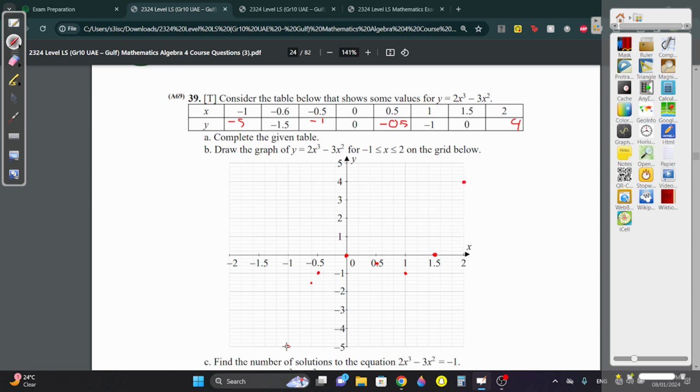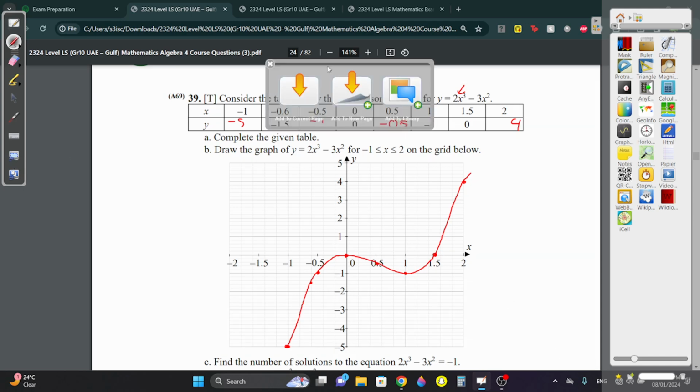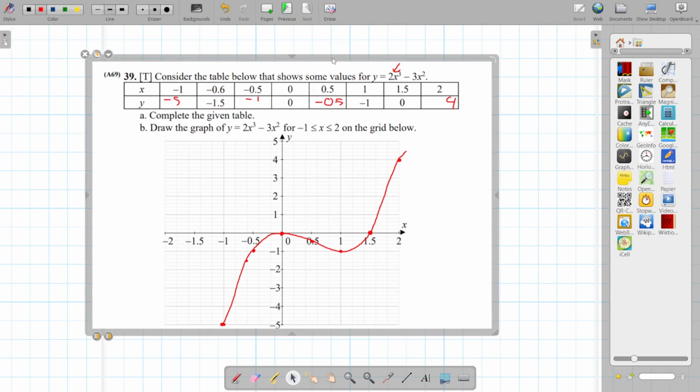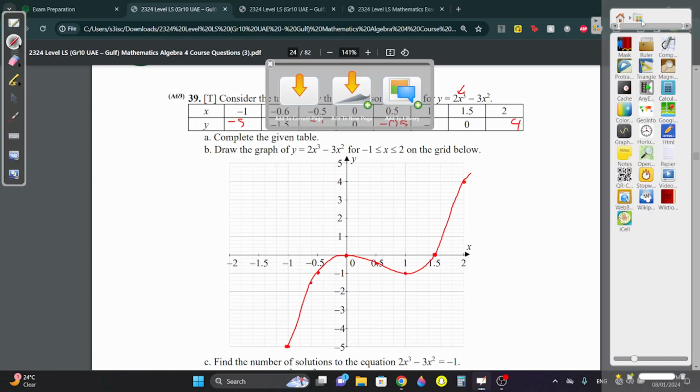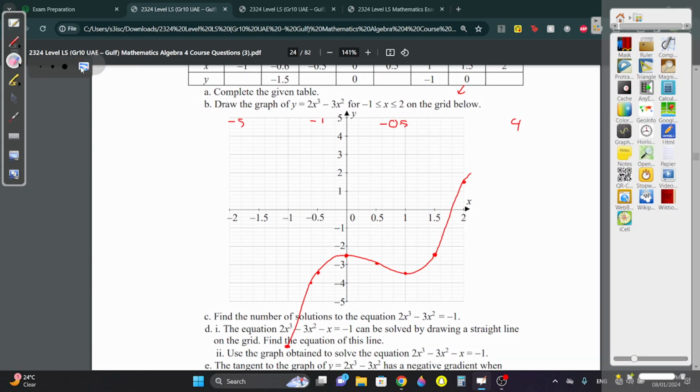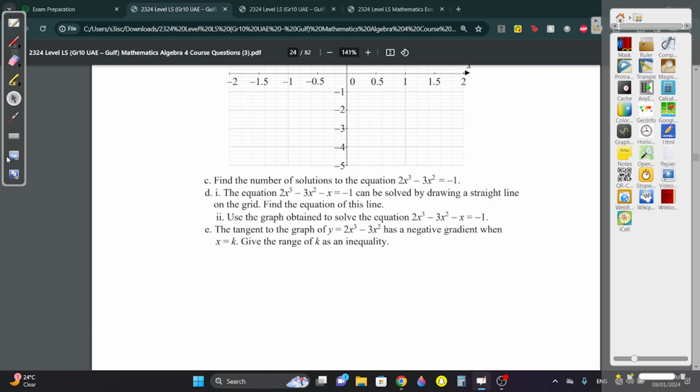Yeah, and then you guys know you connect the dots like this. It looks like a cubic function. It goes up and down because it has power 3. Until now, if you did these two, you already got half the question correct. To be honest, the last part is kind of hard. Not kind of hard, but it's the harder part.